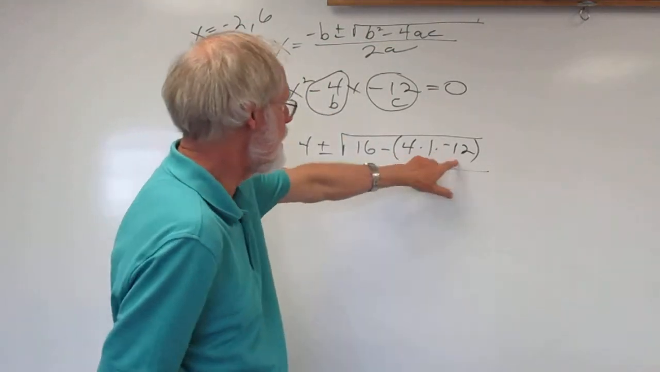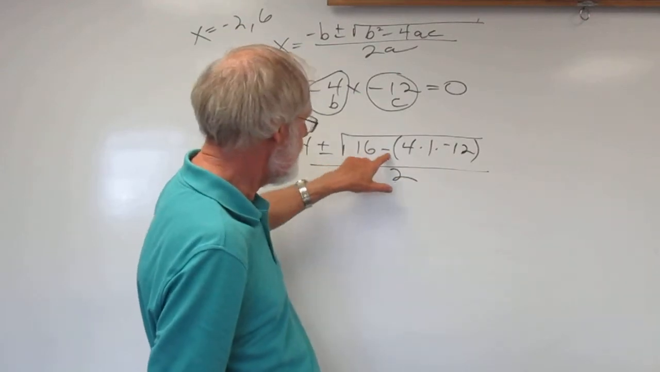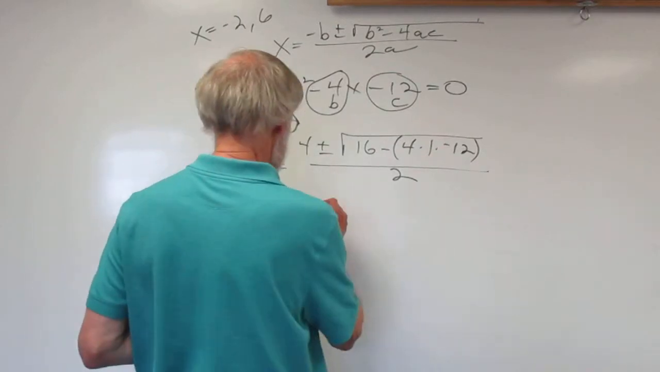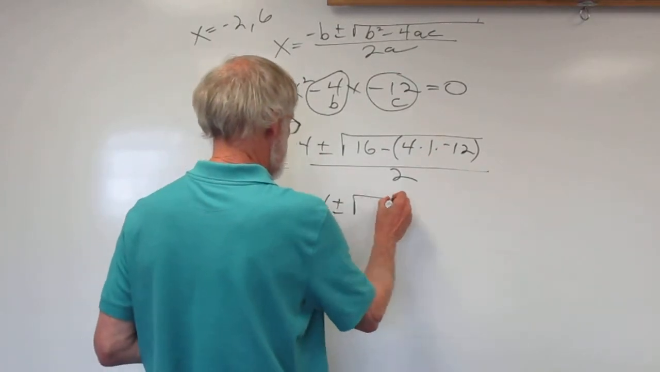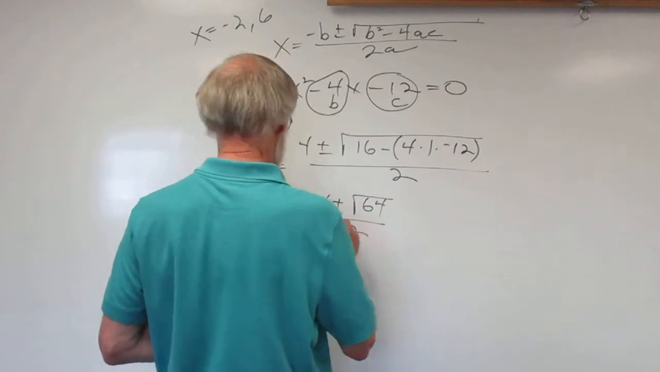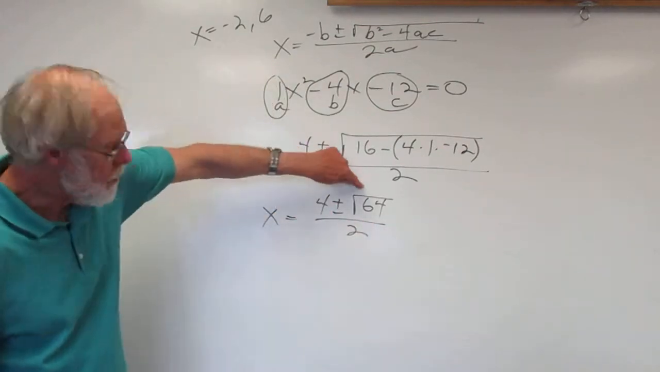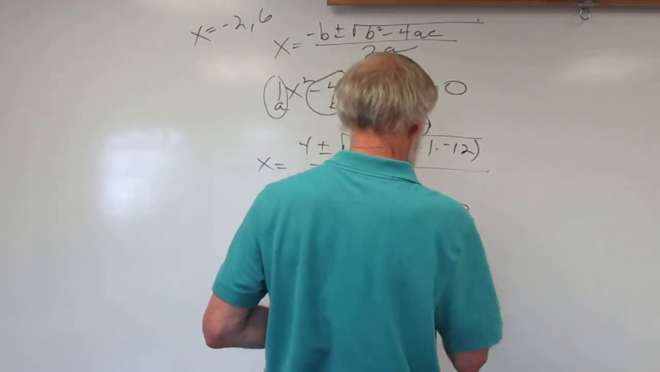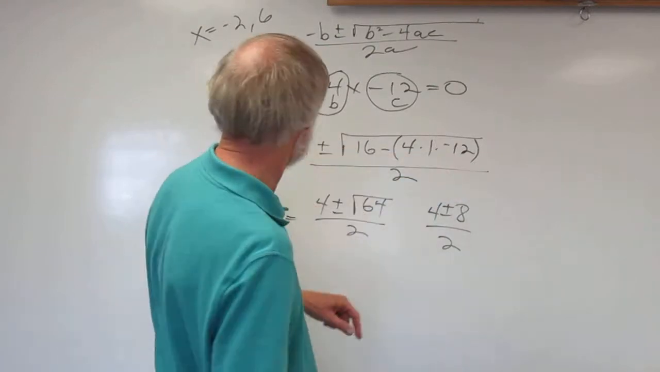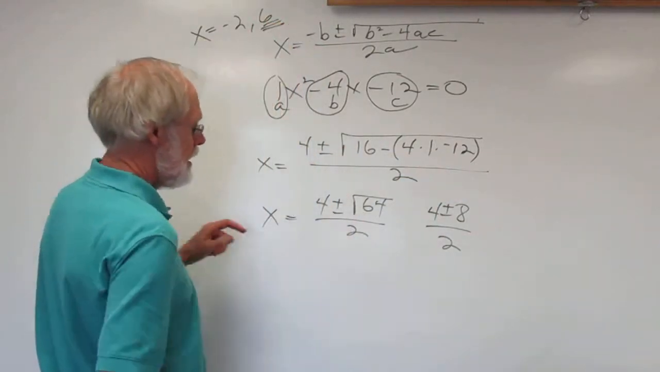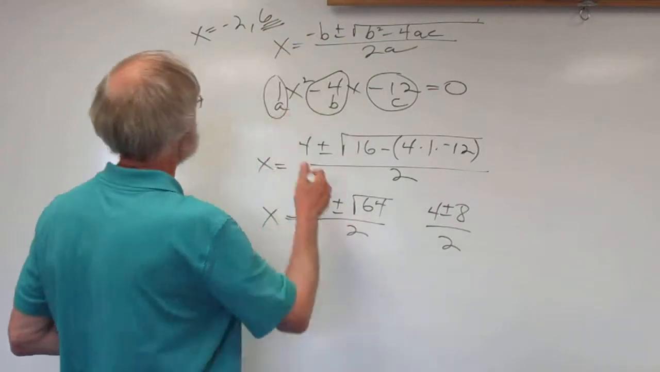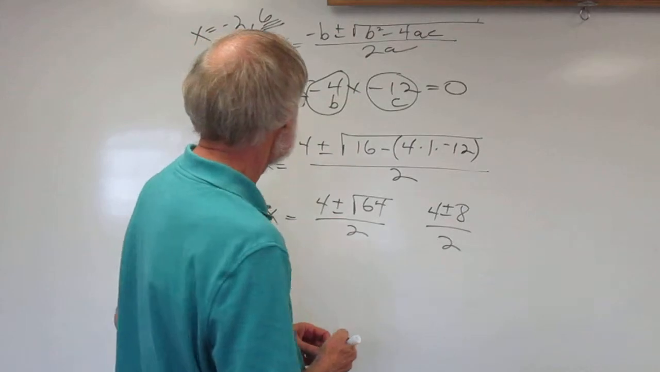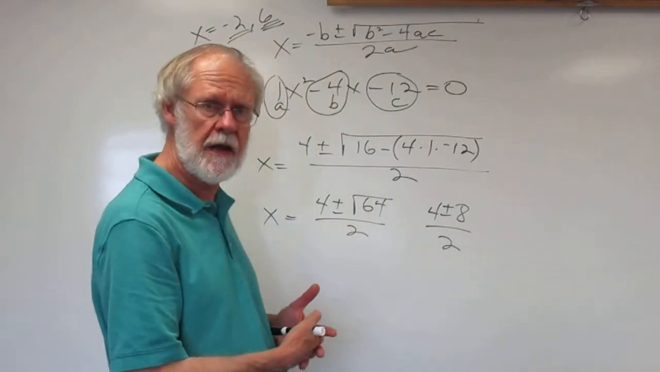All right, now 4 times 12 is 48. So it's 16 minus negative 48, which is 16 plus 48, which is 64. So I get 4 plus or minus the square root of 64 over 2. Square root of 64 is 8. So now I have 4 plus or minus 8 over 2. And 4 plus 8 is 12 over 2, which is 6. And 4 minus 8 is negative 4 over 2, which is negative 2. So there we got the two answers by using the quadratic formula and not having to factor.